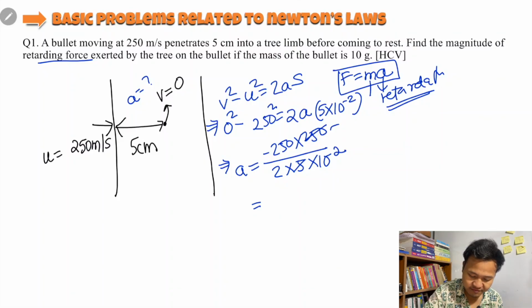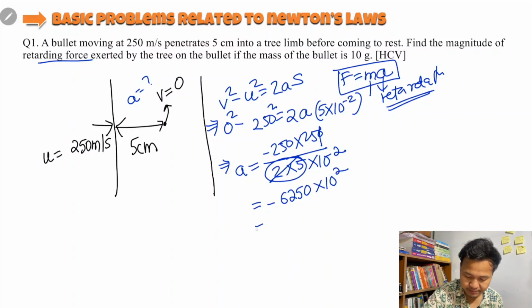So 5 2s are 10. Okay, let's do it like this. Here 5 2s are 10. So this 10 and 10 get cancelled out. Remaining, 25 square is 625. So 6250 into 10 square. Okay, so I'll just keep it like this. So this is meter per second square.